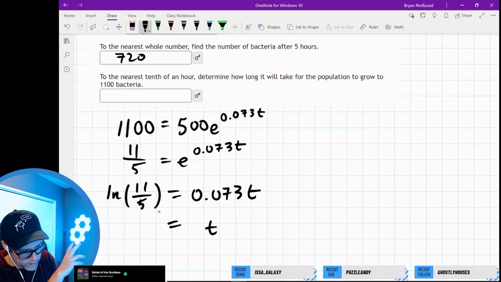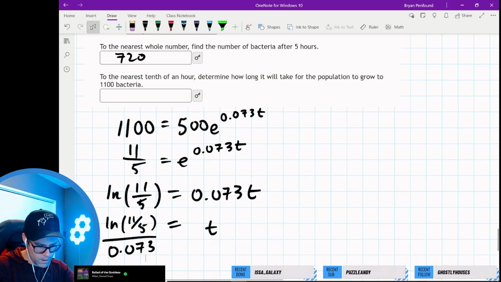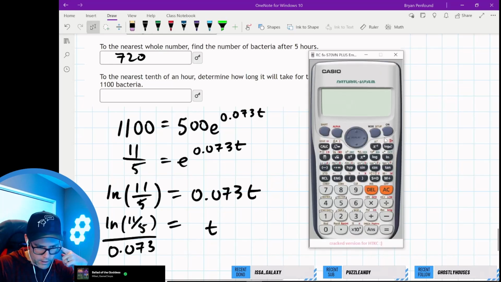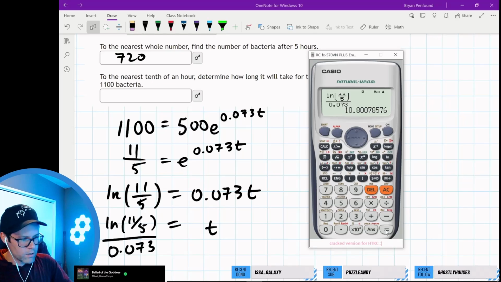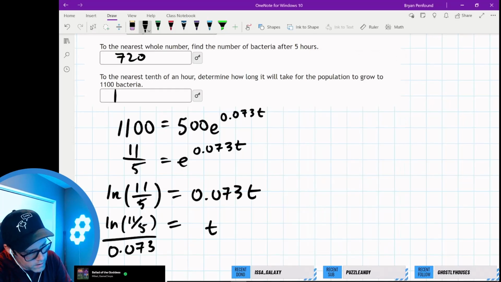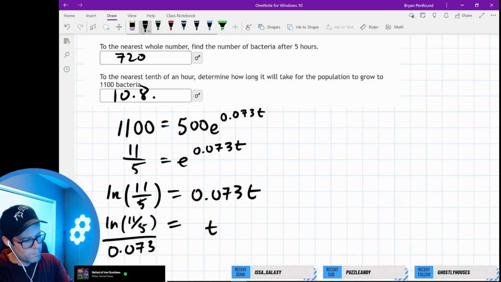And then if I want to calculate t, I can take ln 11/5, and I can divide by this decimal number of 0.073. So I'm just going to type all of that into the calculator. So we'll go fraction, we'll go logarithm of a fraction. That's 11/5. And then we need to divide by, too many dots, 0.073. So we get 10.8 to the nearest tenth of an hour. Yeah, there we go. So 10.8 is what we're looking for there. Okay.